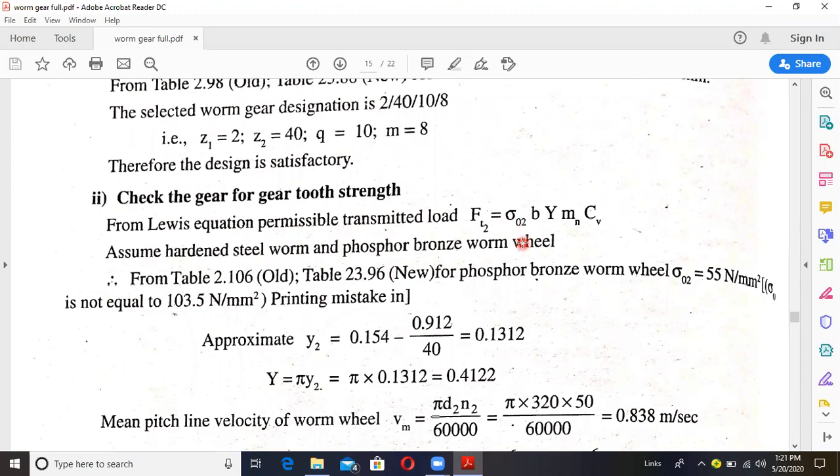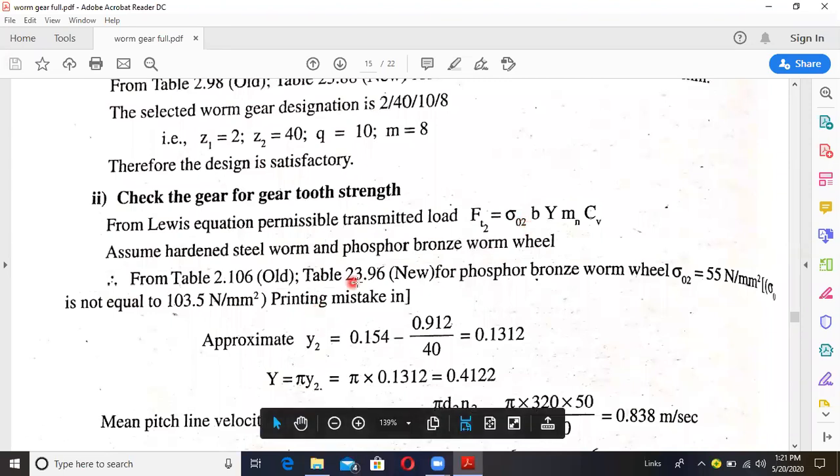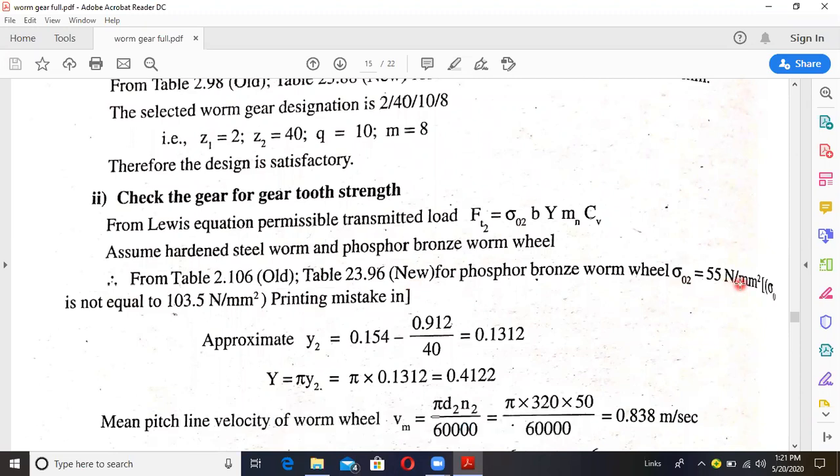So if they have not told, we are going to assume the material. Therefore assume hardened steel worm and phosphor bronze worm wheel. If they have not given the material for the worm and the worm wheel, we are going to assume. So always assume hardened steel worm and the phosphor bronze worm wheel. Now for this we are going to note down the value of sigma naught 2 from the table 23.96. From the table we will get sigma naught 2 is equal to 55 Newton per mm square.